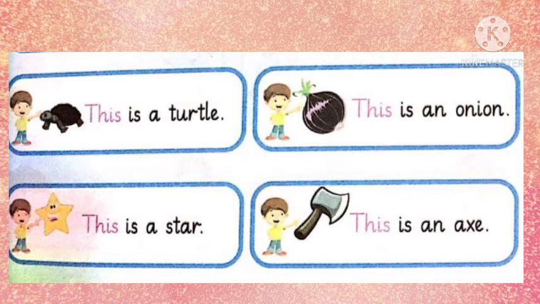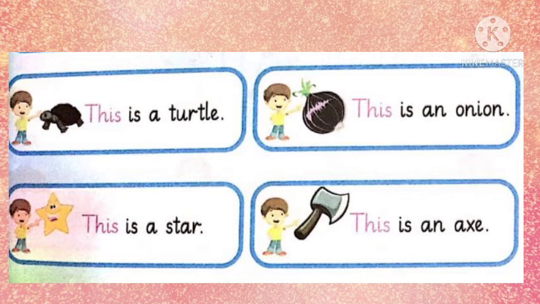Look at the next picture. Here is a star and it is near to the boy. So we will make sentence with this. The is this. This is a star. We are using a because star begins with S. S is a consonant letter. This is a star.